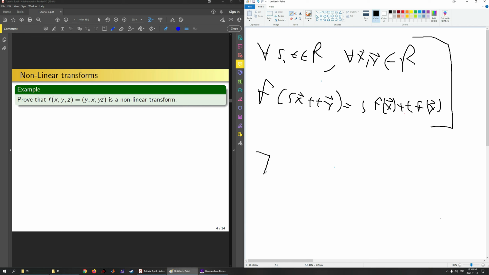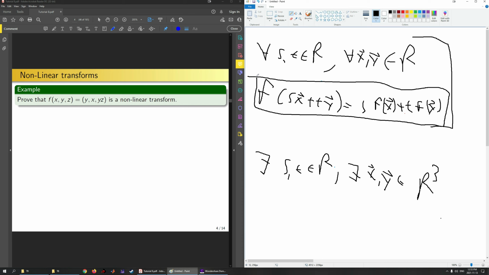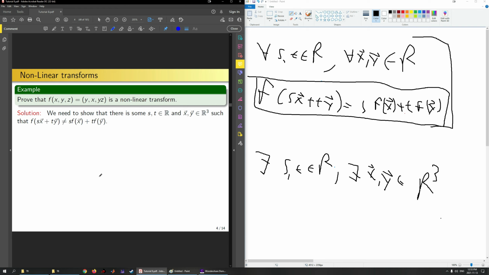Well, I just need to show that there are some s and t in R and some vectors x and y in whatever space I care about, here R3, such that this thing is not true. So explicitly from the slides, I need to show that there's this choice such that that doesn't hold. Okay, so how do we go about doing this? Well, I have 4 things that I need to pick, right? And it turns out that generally speaking, almost any point will work to show that the type of functions we will be dealing with are nonlinear.